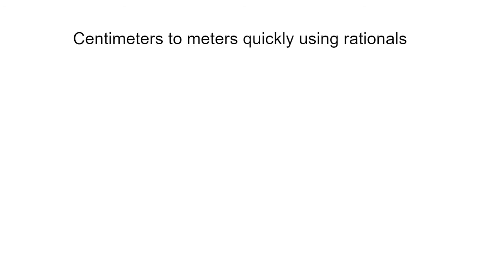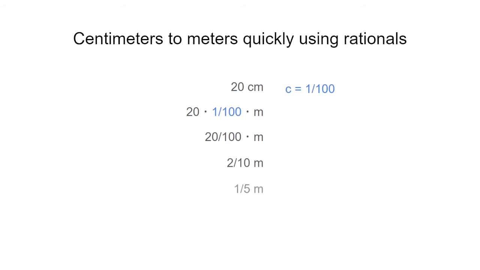Centimeters to meters, quickly using rationals. We can see that 20 centimeters using a rational 1/100 would be 20 times 1/100 times meter, which would be 20 hundredths times a meter, which would be 2/10 times a meter, which would be 1/5 meter.